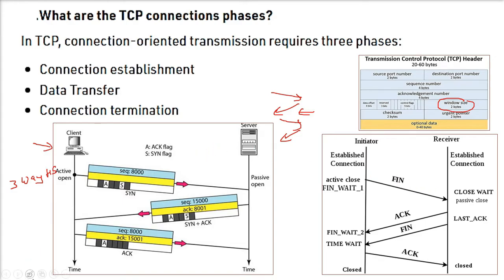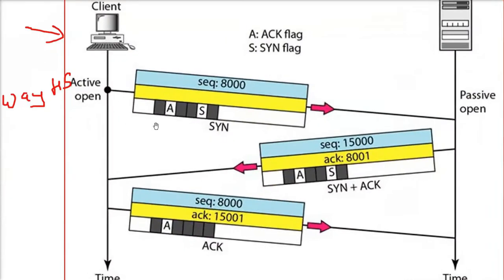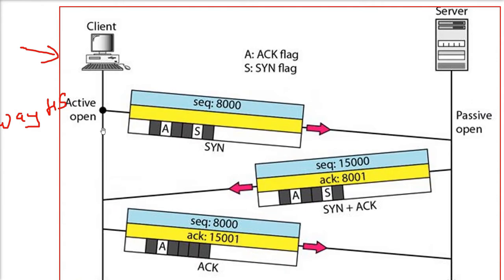So data transfer is the middle part, but the first one is where the client will request a connection. It will send a certain sequence number, say the sequence number is 8000. This is automatically generated. The server will respond. Always the acknowledgement will come for any kind of communication. ACK will come, and the acknowledgement will be the sequence number plus 1.